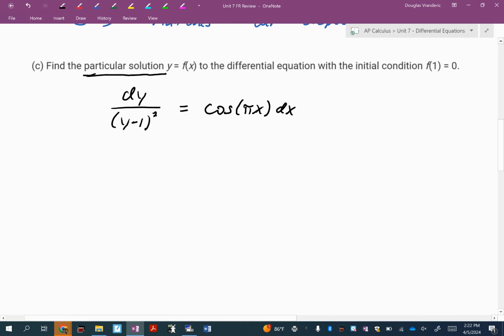All right, so then I'm going to integrate both sides. If you wanted to, you could literally put the integral symbol in front of them, because that's ultimately what you're doing. So the first thing I do is, you see the y minus 1 that's raised to the second power in the bottom? I rewrite that as y minus 1 to the negative second power.